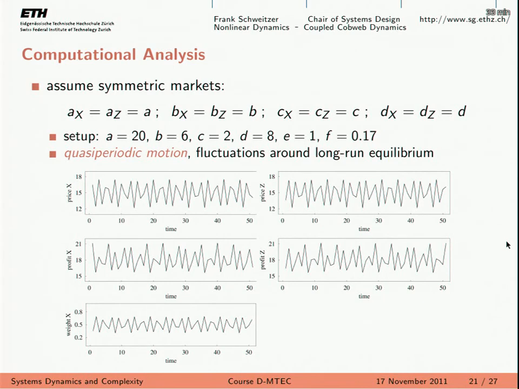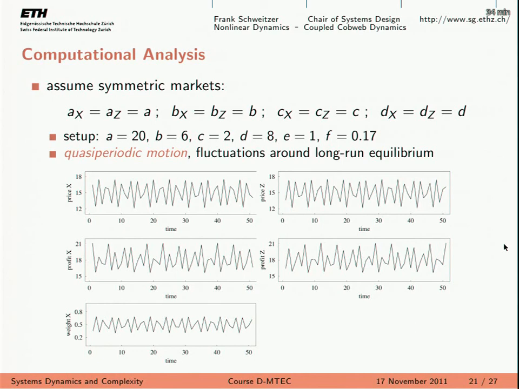So when the profits are high in one market, they're low in the other market. It's kind of trivial. And the bottommost picture, the weight, or this W. I believe this is WX. So this is the fraction of suppliers producing in market X. And in market Z it would be 1 minus that. So you see it kind of fluctuates.